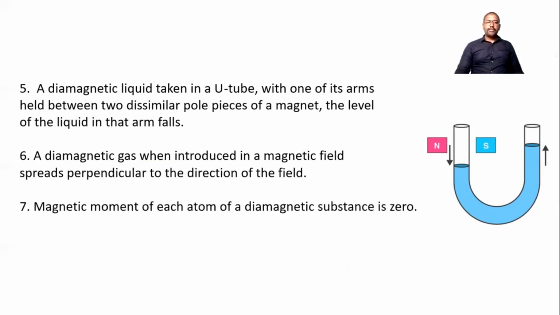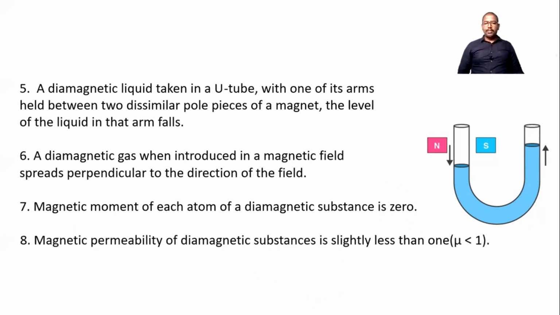Now the next one is the magnetic moment of each atom of a diamagnetic substance. When we are talking about the magnetic dipole moment, this is a diamagnetic substance. The dipole moment of this atom is in this direction, and the next atom is in the opposite direction. If one atom has a dipole moment in this direction, another atom may have it in this direction. So the dipole moments cancel with each other. The resultant dipole moment of a diamagnetic substance is 0.